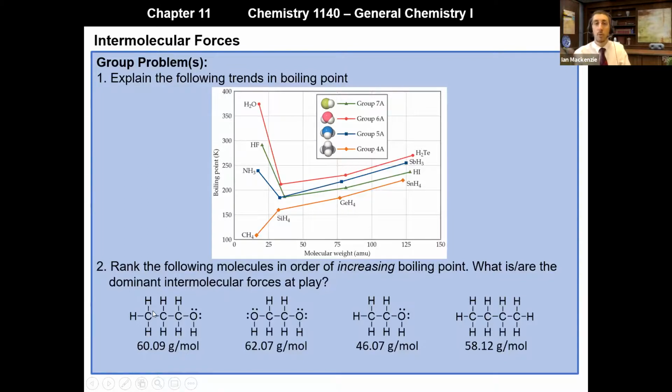Now the second problem is asking us, rank the following molecules in order of increasing boiling point. And what is or are the dominant intermolecular forces at play? So we've got four different molecules shown here. And what we need to do first is just go through and evaluate what type of intermolecular forces are present. So we start here on the left.